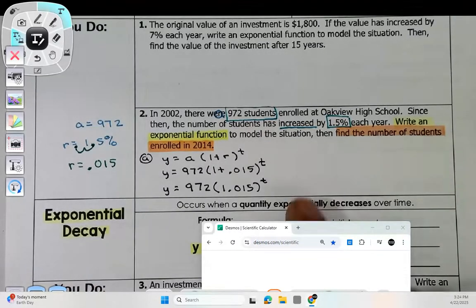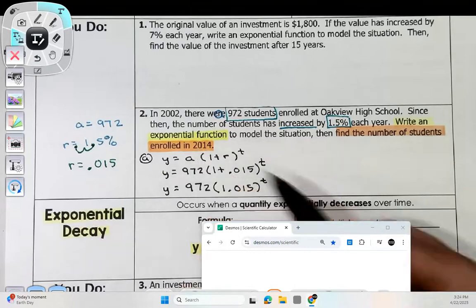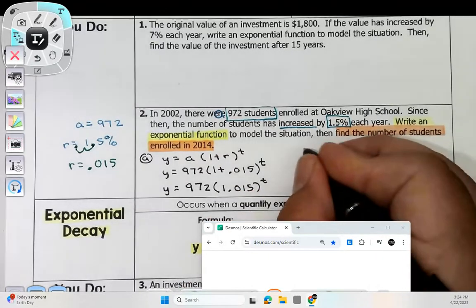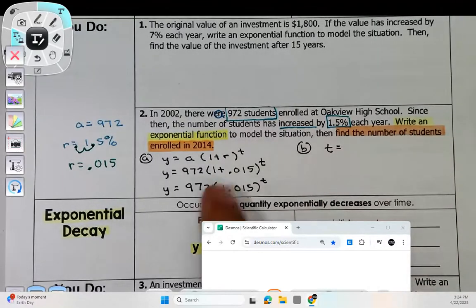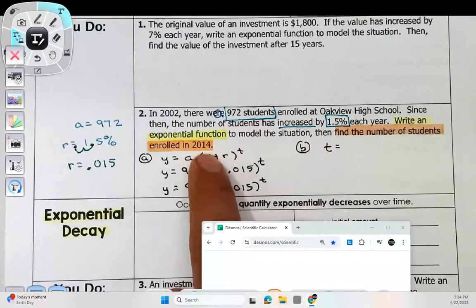All right, well, now they want me to find the number of students in 2014. And this is where you have to be careful. So for part B, we have to know what T is. Well, I'm not going to write 2014. That's an actual year.